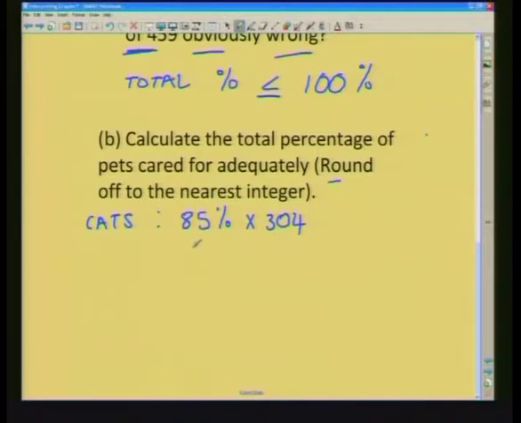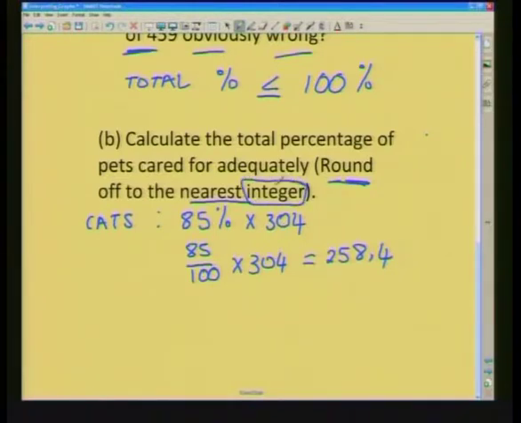We can write 85% as 85 over 100 times 304. You guys can do this on your calculator. I've already worked this out, and I get an answer of 258.4. Now, that's the reason they say round to the nearest integer. Integer, remember, means the nearest whole number. Okay, an integer is not a fraction.